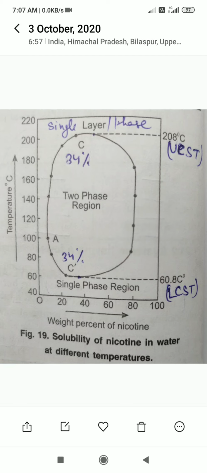Although you need not think this way, it will complicate your understanding further. So you have to simply remember this diagram in the form of UCST and LCST. You have to remember in nicotine water system, 208 is its UCST and 60.8 degrees Celsius is its LCST, and critical composition corresponding to this is 34%. You need to remember only this much. So this is all about the nicotine water system.